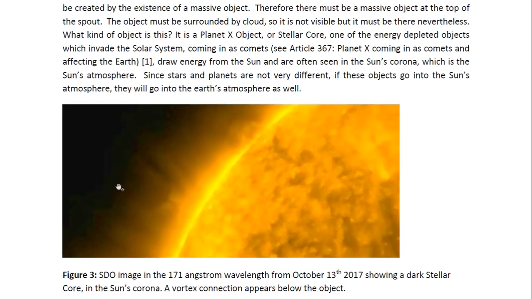And here you see one of these objects. You can see the vortex, the gravitational vortex under it, which has caused it to connect to the sun. And this is why these objects can hover in a stationary position with respect to the sun, once this connection, this gravitational vortex, forms between the object and the sun.